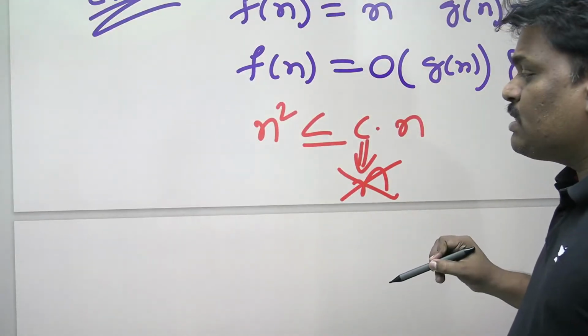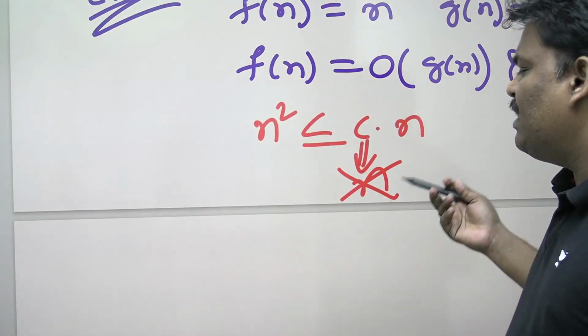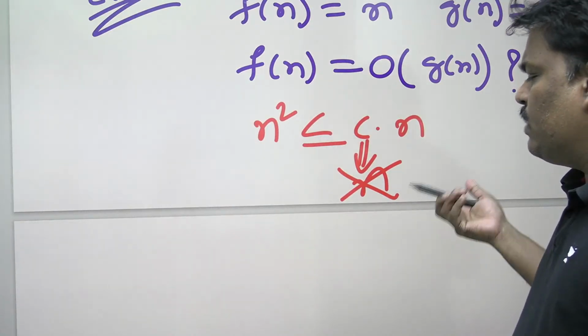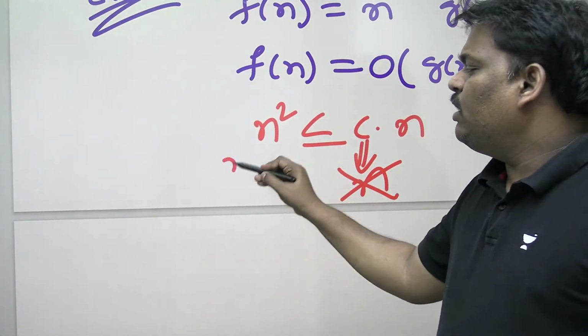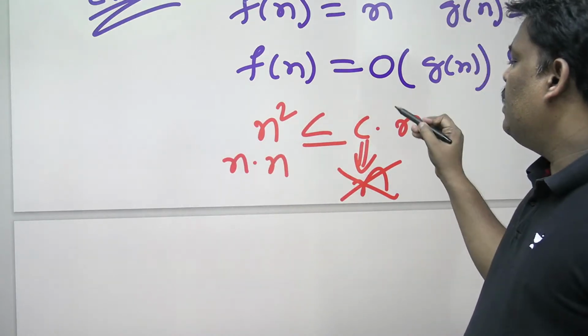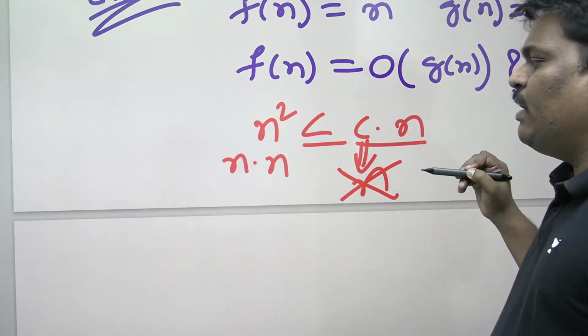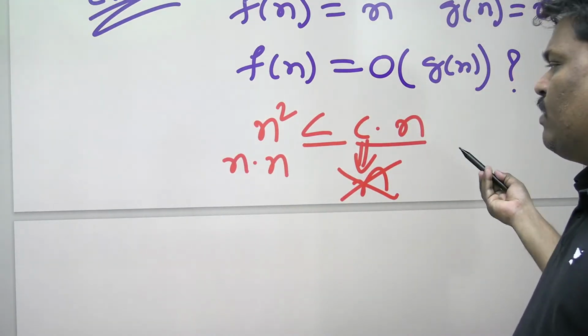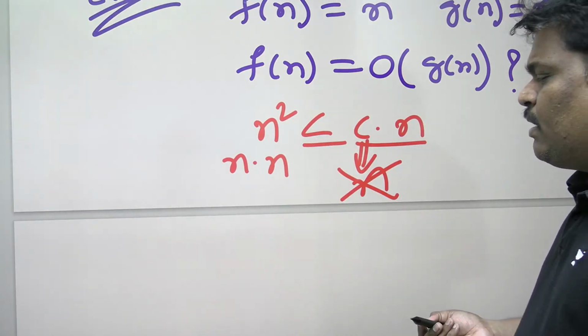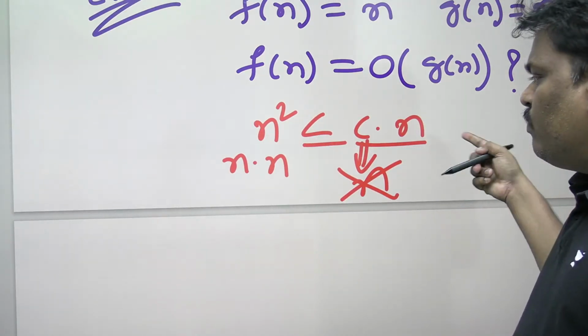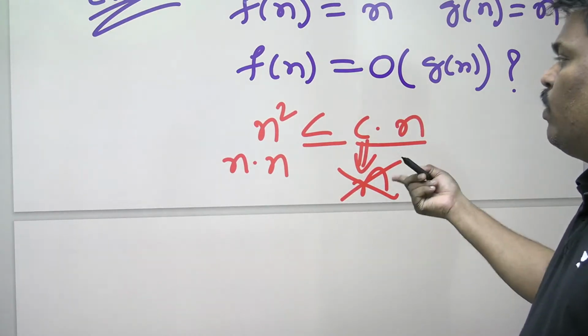Some people are asking, sir, can I take c value n square? n itself is not allowed, which is a function. n square is also not allowed. So remember, left side is n into n, right side is c into n, where c is a constant. Comparing left and right, left is already bigger. I want to make right bigger with the help of c, which is not possible. If you want, you can check.